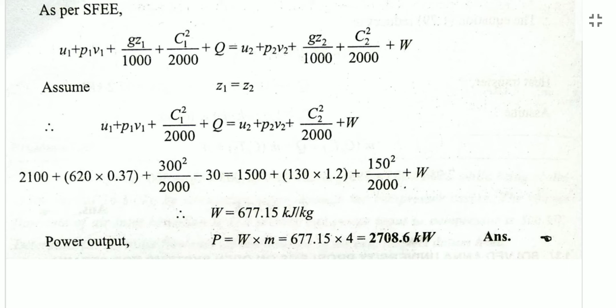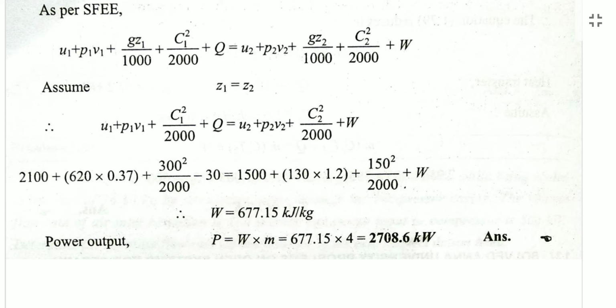Here we can substitute all the values from the given data. Internal energy, pressure and specific volume are given. What is not given is the Z value, the datum. Z value is not mentioned in the question. That means same datum head, no difference in datum. So we can take Z1 equal to Z2, that means Z1 and Z2 become 0. So this potential head we can cancel, and the equation becomes simplified.